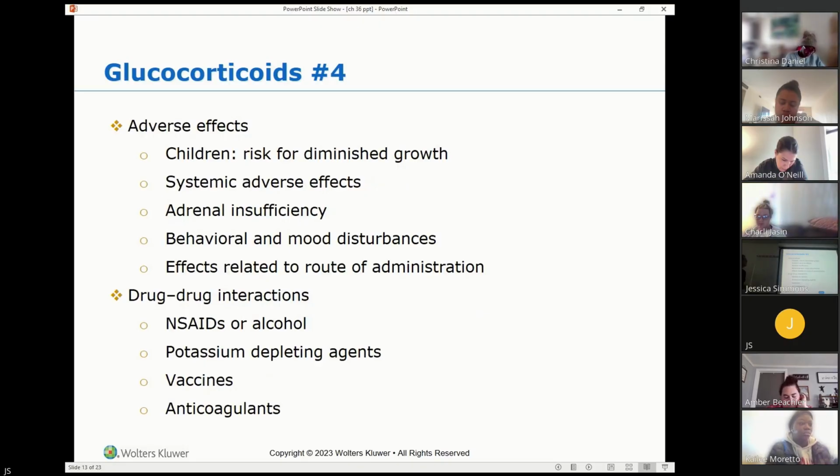So adverse effects, children, there is a huge risk for diminished growth. This is more for systemic steroids, so like oral or injected steroids in children, but it also can be inhaled steroids. There's a systemic adverse effect.